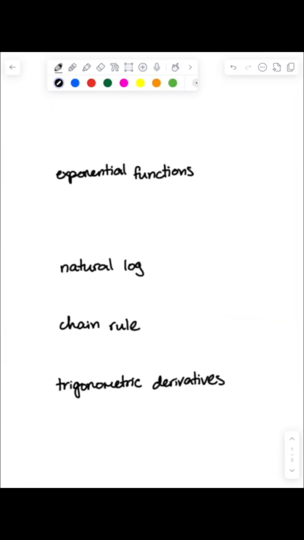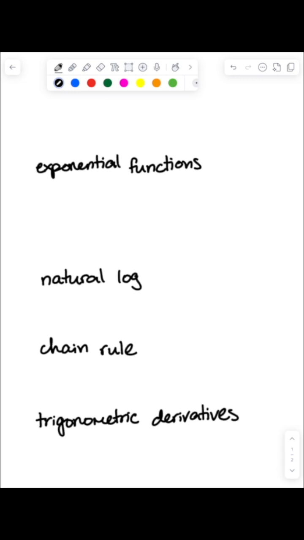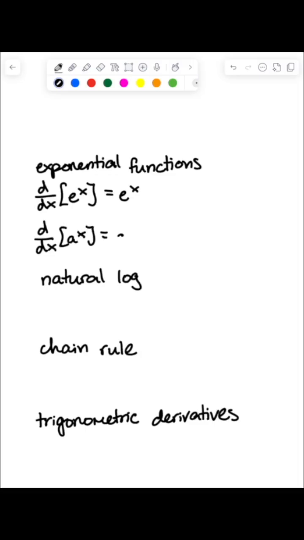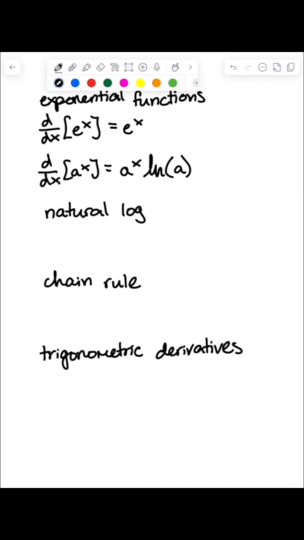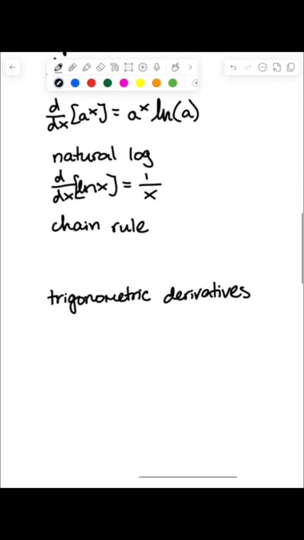Next, we're going to look at exponential functions. The derivative of e to the x is e to the x itself. However, if it was e to the 2x, the derivative of that would be 2e to the 2x because you bring the 2 down. If we're looking at a constant base, like a to the x for example, the derivative of that would be a to the x natural log of a. For the derivative of a natural log function, the derivative of natural log of x is equal to 1 over x.